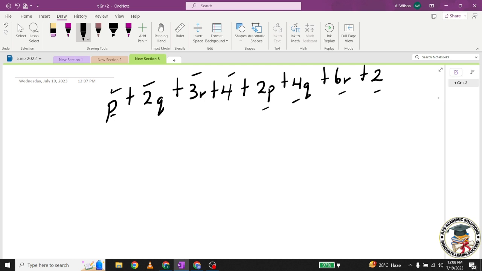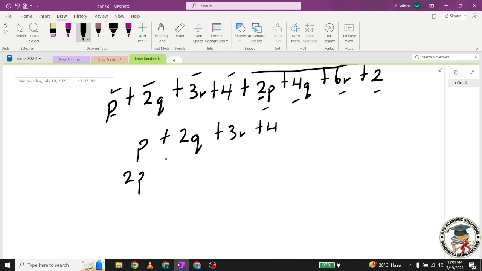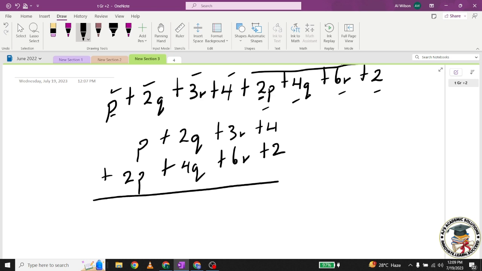So let's start with P plus 2Q plus 3R plus 4. So we just made use of all of these here. Good. Which means we're left with this set here. So we look for, again, P is first. So we have here 2P plus, we then have 4Q plus 6R plus 2. And we're adding.